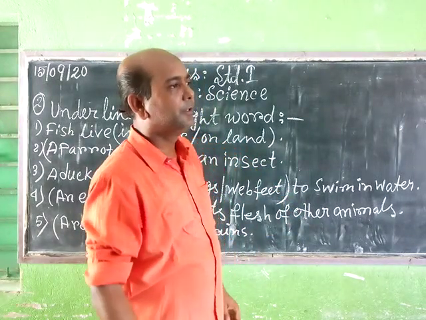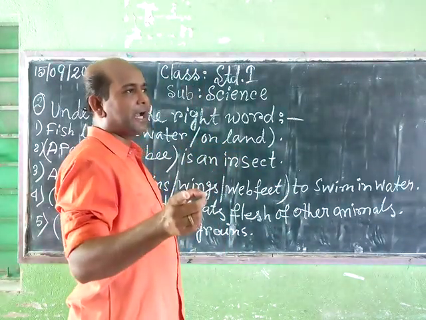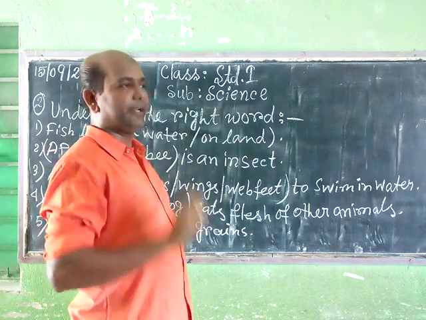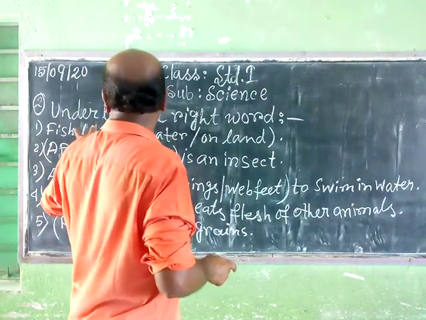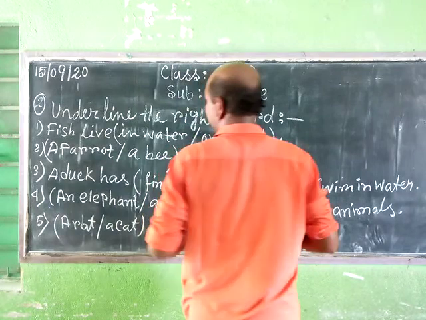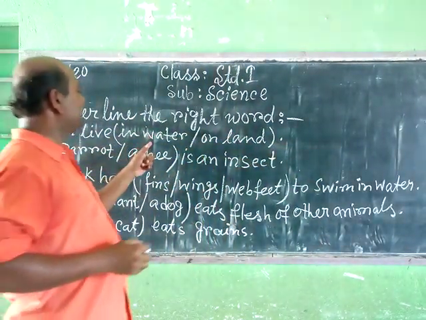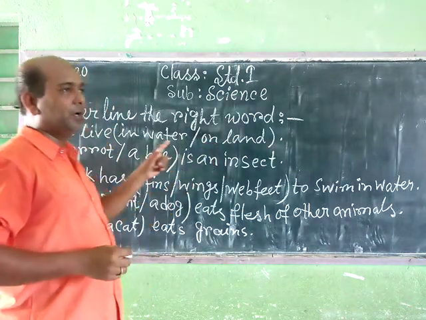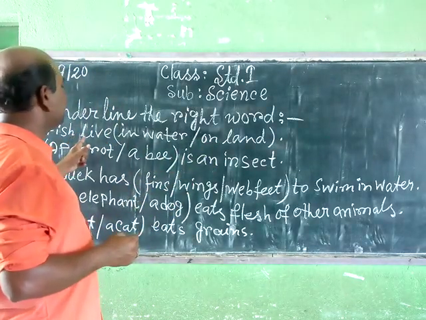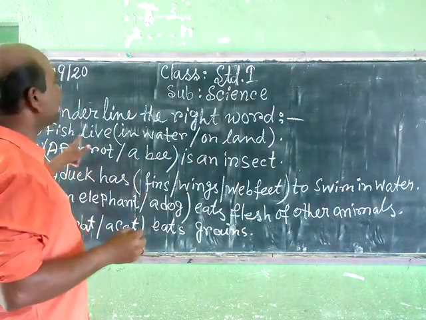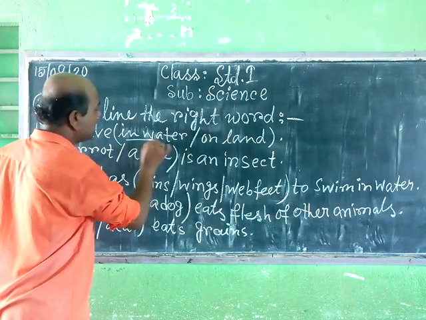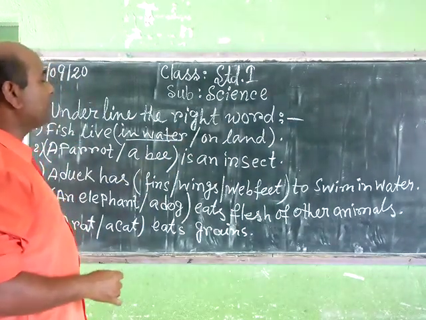Now, today we will discuss animal life. Underline the right word. Fish live in water or on land. Where does a fish live? Fish live in water.